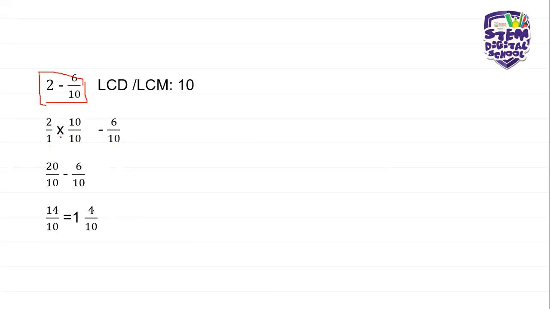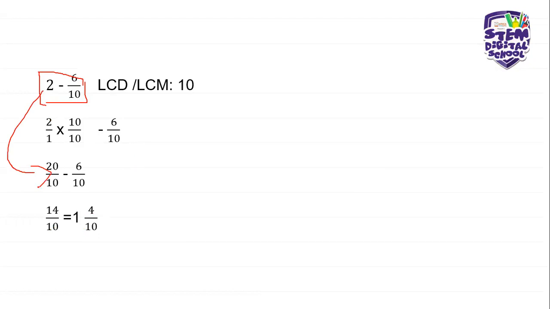So I'm going to multiply the numerator by 10 and the denominator by 10. I have 20 over 10 minus 6 over 10. I subtract the numerators, and I've got 14 over 10, which is 1 and 4 over 10. I'm done. Simple. The basic thing is to just change this into this. That's all you're doing. Please write this down.